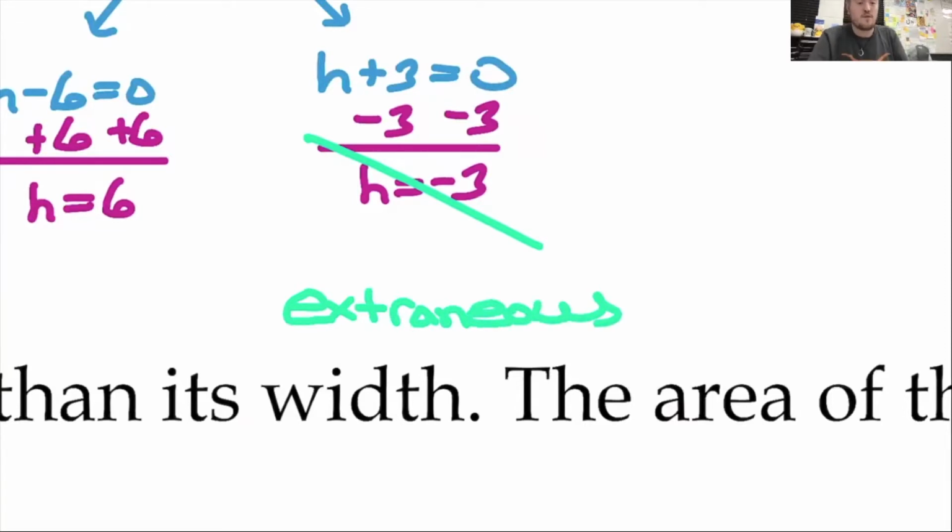I have no idea if I spelled that right. I hope I did. I'm going to make sure. I did.